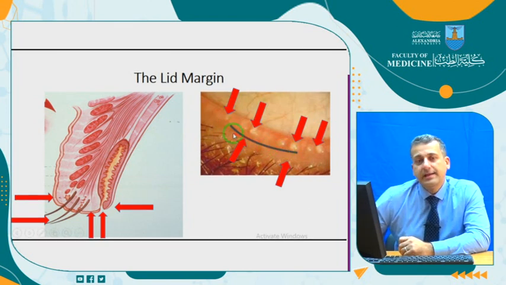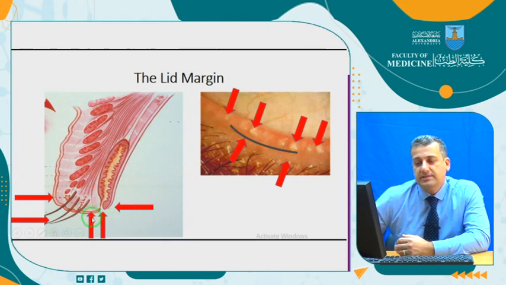This gray line is not a line that is anatomically present except as the demarcation between the anterior lamella of the eyelid, which is composed of the skin, subcutaneous tissue, and muscle, and the posterior lamella of the eyelid, which is composed of the tarsus and the conjunctiva. So if you look here, this is the gray line and this is the white line.